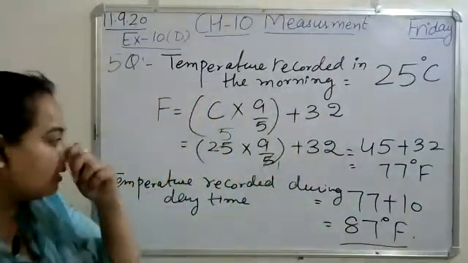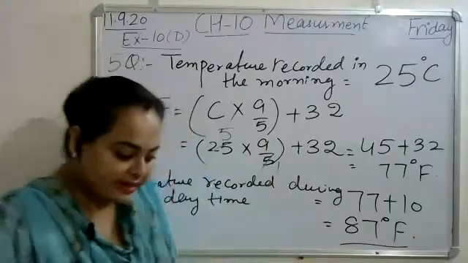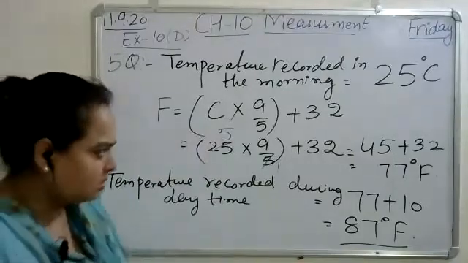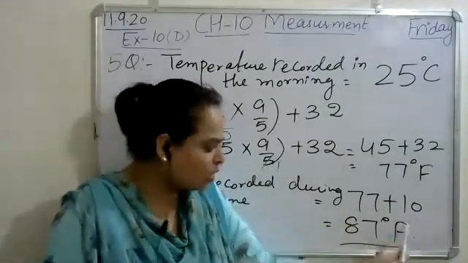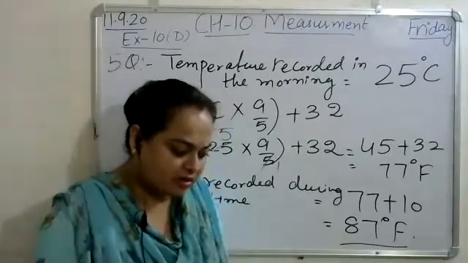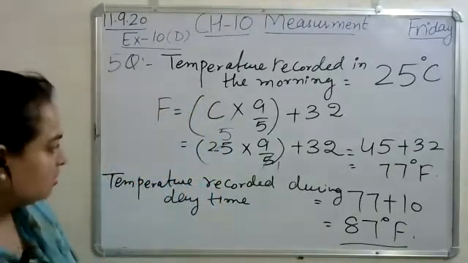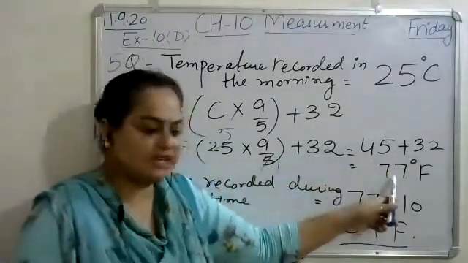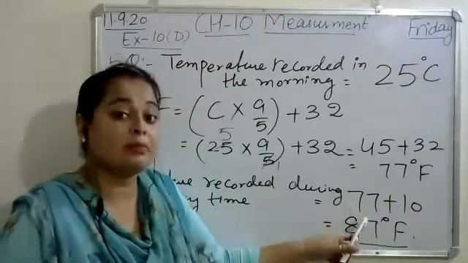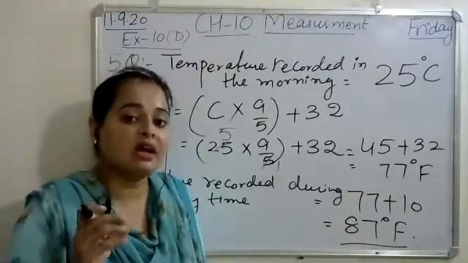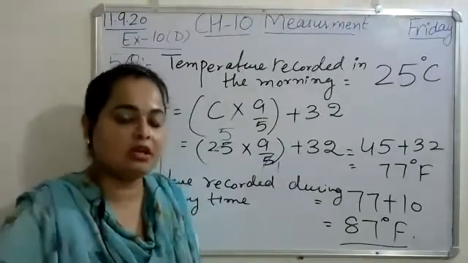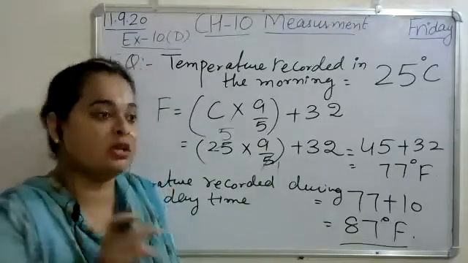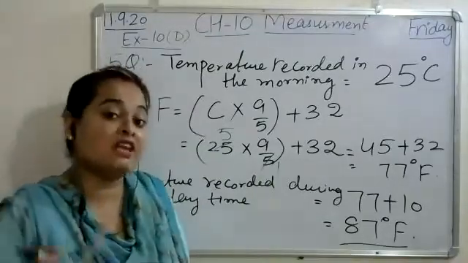It is 87, not 97, Gauri Sharma. 77 plus 10 is equal to 87, not 97. So 5 nines are 45, 45 plus 32, 77. Then increased by. So less is the indication of subtraction and the word increased is the indication of addition. So read your question very, very carefully.